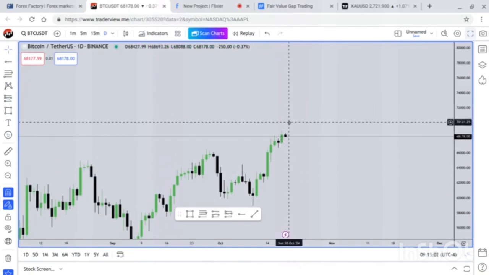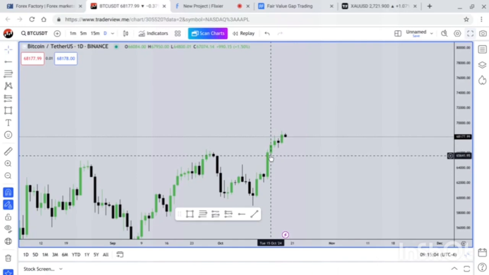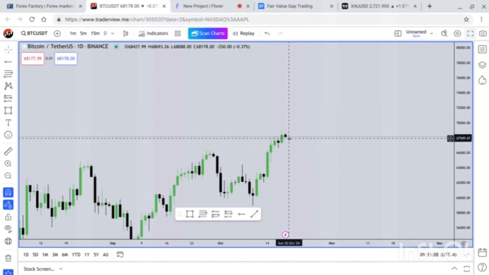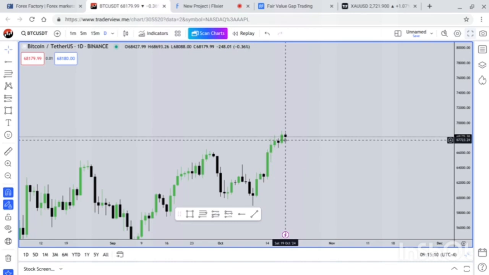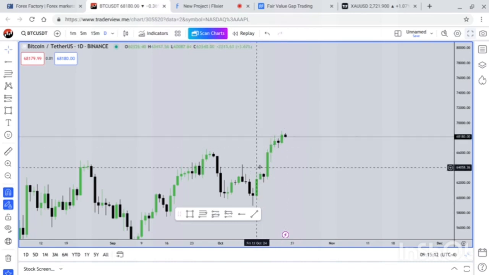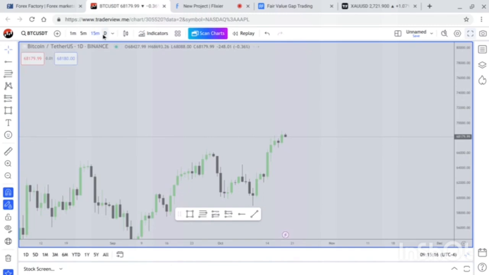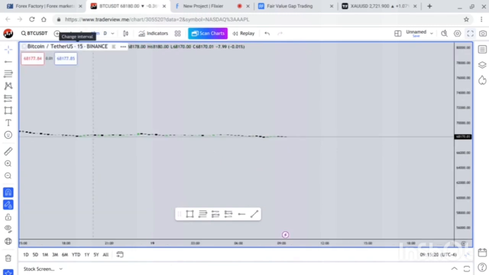Like the way it did this one: it went down before it went up and created a wick. Maybe it's going to do the same thing at this level. It will go down before it goes up. Let's just put it as our feeling. Since we have that feeling, we'll go back to the 15-minute time frame.